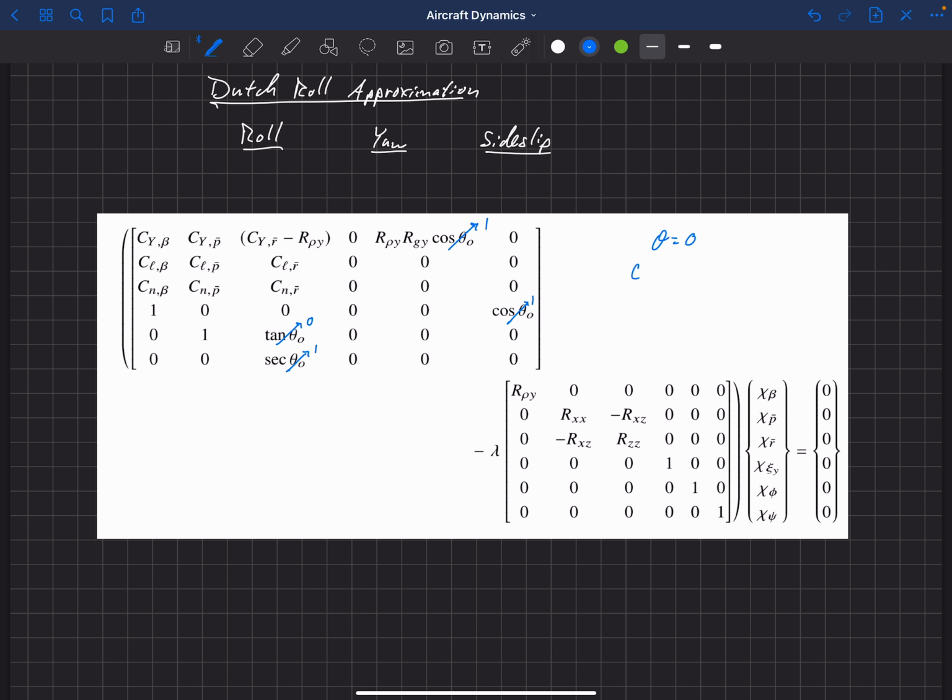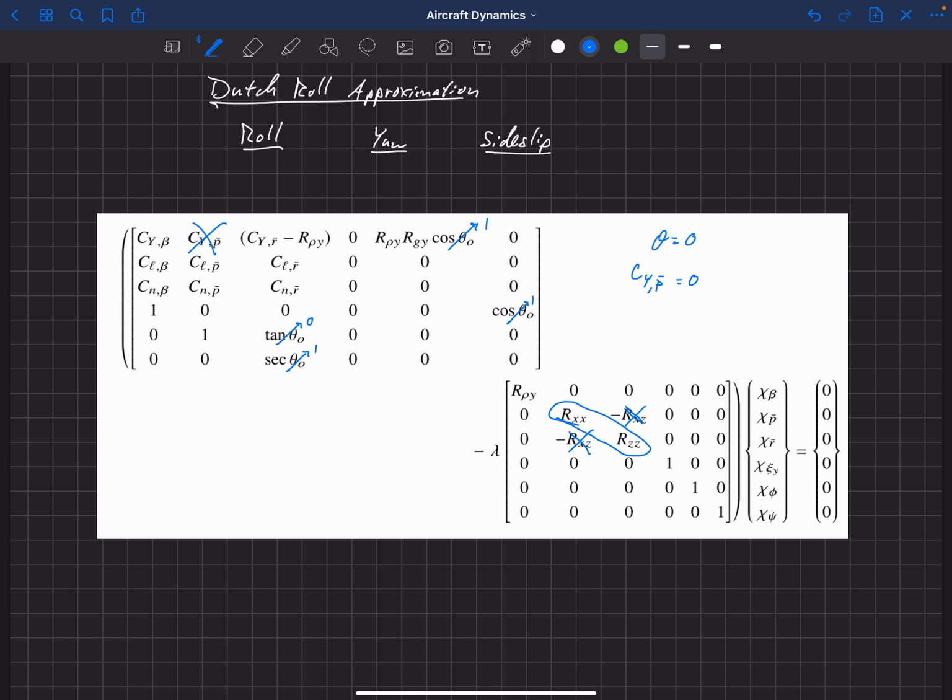And then he also says that CY comma p bar is small, so we're going to neglect that as well. So CY p bar is this term right there. So we neglect that, and then also the off-axis inertia. So this is the Ixz term. Even for a symmetric aircraft, we're going to have some xz component of inertia, and he neglects that, saying that that's probably small compared to the inertia about the x and z axes, so these two, the diagonal terms here. Okay, so those are a few of the approximations.